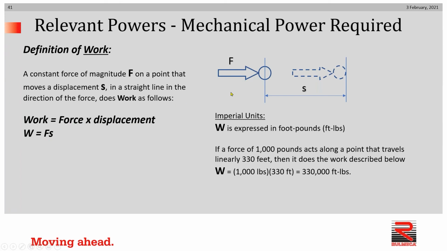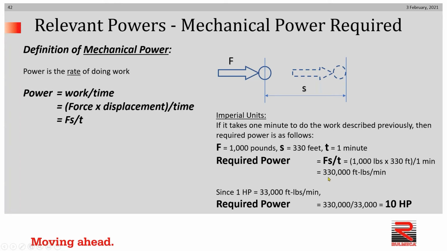And as an example, let's calculate this using imperial units, where work is going to be expressed in foot-pounds. If the force is 1,000 pounds, and it acts along a point in a linear manner, straight line manner, for 330 feet, how much work does it do? Answer, it does 1,000 pounds times 330 feet, or 330,000 foot-pounds of work. 330,000 foot-pounds of work. Now let's define power.